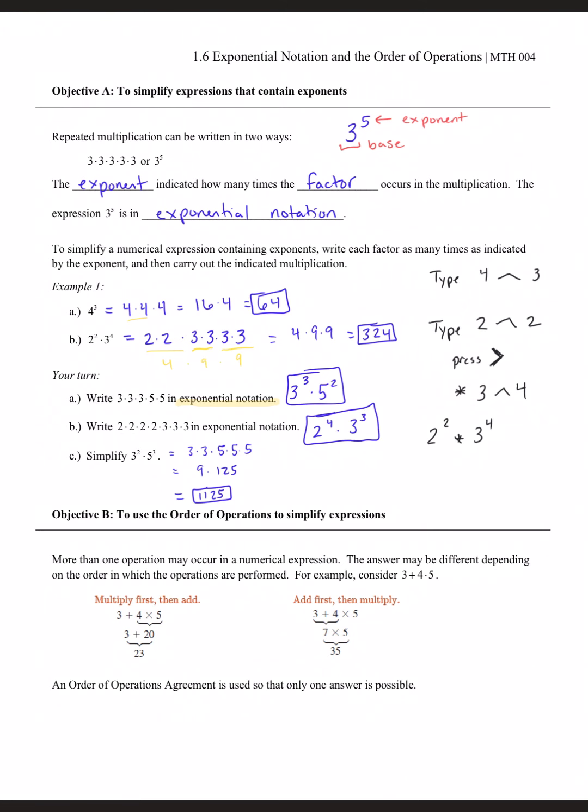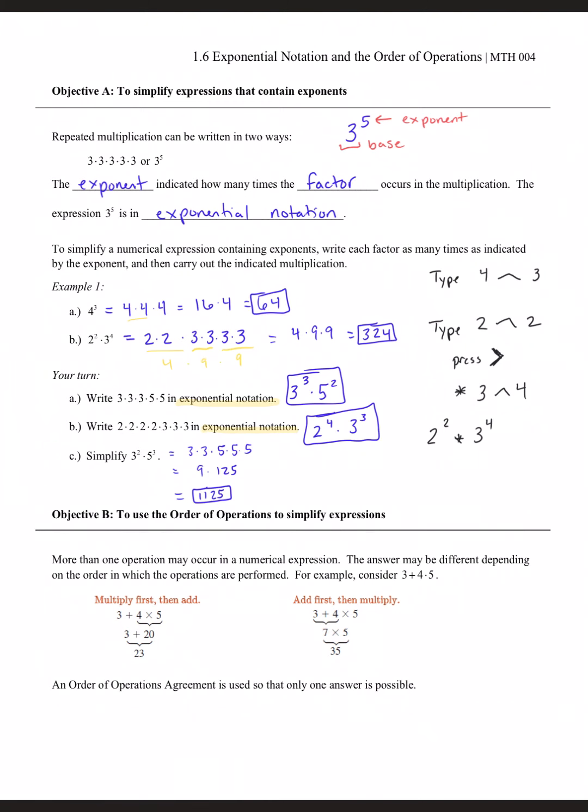Part B, write that in exponential notation. We see that we have 4 2's and 3 3's. So we have 2 to the 4th, 3 cubed. Again, we're writing this in exponential notation. Notice that I've been using a dot to represent multiplication. You could use an asterisk like your calculator shows, or you could use an X like the times sign that you're used to. However, when we get into algebra, a lot of times we'll just use the dot because we use variables like X and we don't want to confuse things.